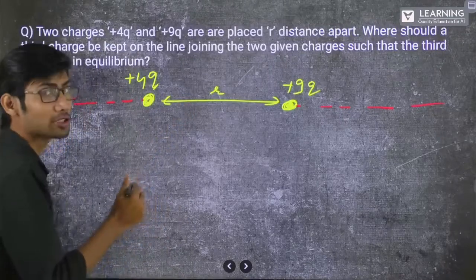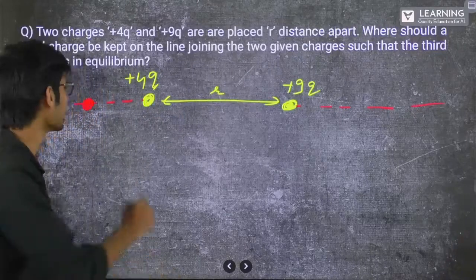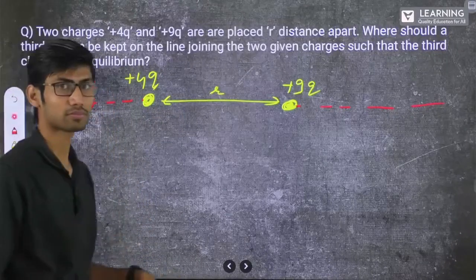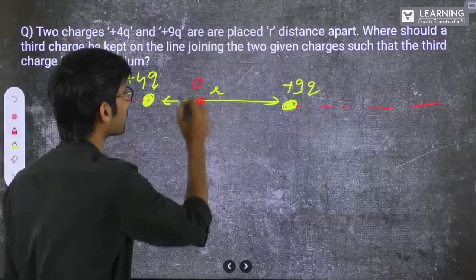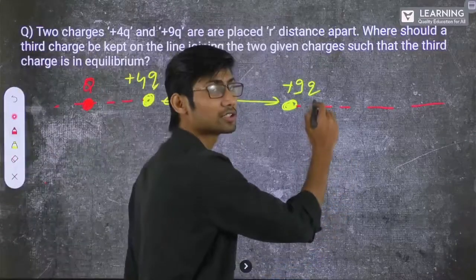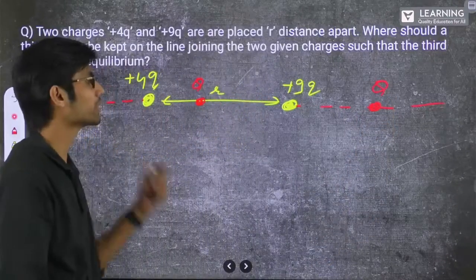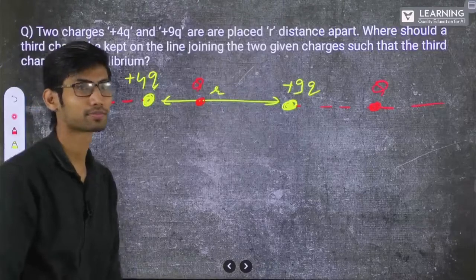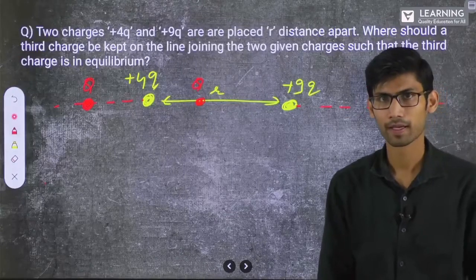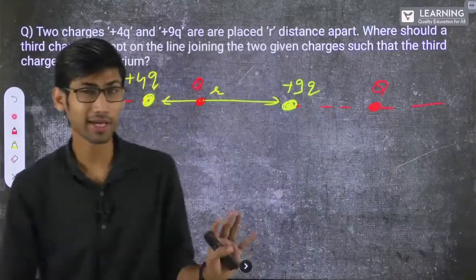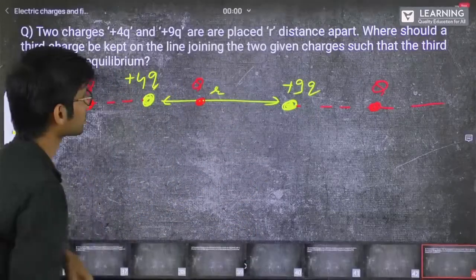Now, there is a possibility that that charge is kept towards the left of this 4q. Right? It can be here. There is a possibility that charge can be between these 2 anywhere. And there is a possibility that charge can be towards the right of this 9q. Now where should we keep this charge? There are 3 possibilities. So you have to first think logically. And then we will solve the question. Do not jump directly into the question. Otherwise, you will take a lot of time to solve this and you will get a wrong answer.